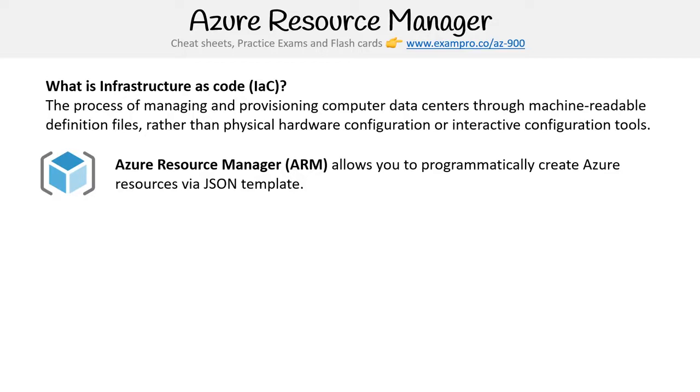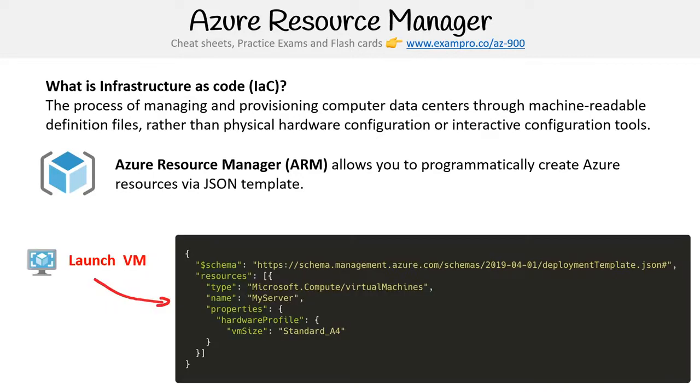It allows you to programmatically create Azure resources via a JSON template. I'm just going to show you what that template looks like. So you would make this template and it will allow you to launch a virtual machine. Okay, so instead of going through the interface and clicking and doing a bunch of stuff, you just define all the stuff you want to do in JSON. This is a very short version of it. There's definitely a lot more configuration that would be required. But here, this would be a very easy way to set up a virtual machine using code.